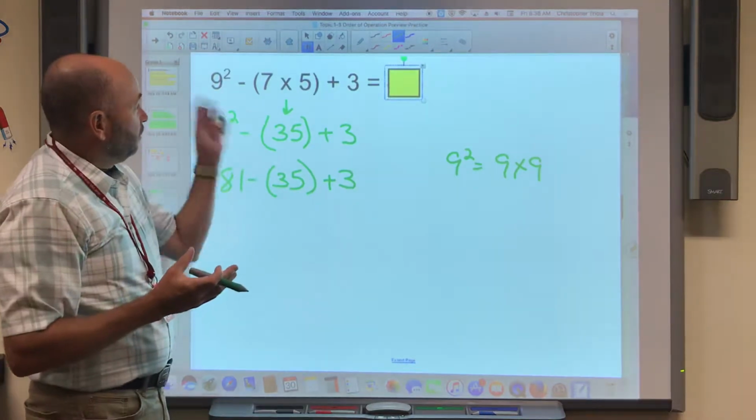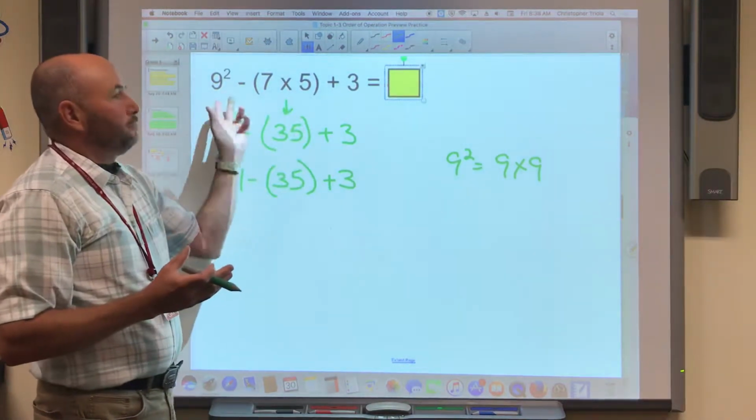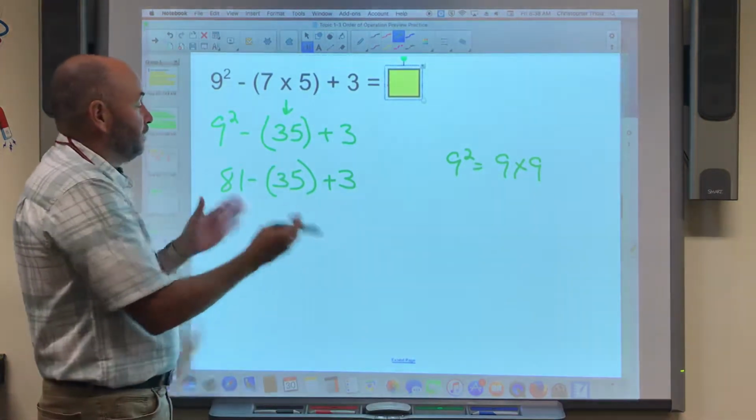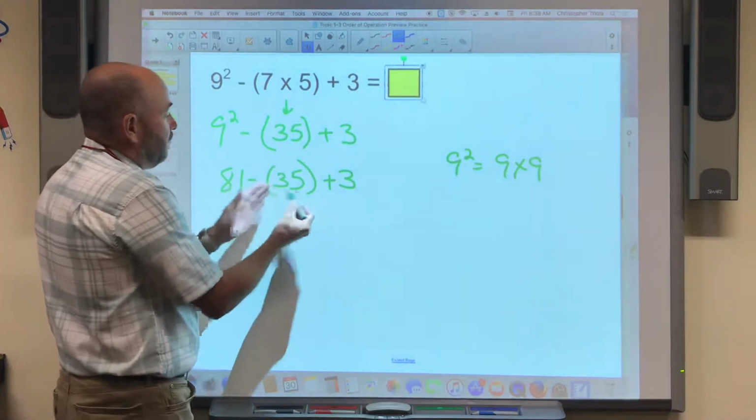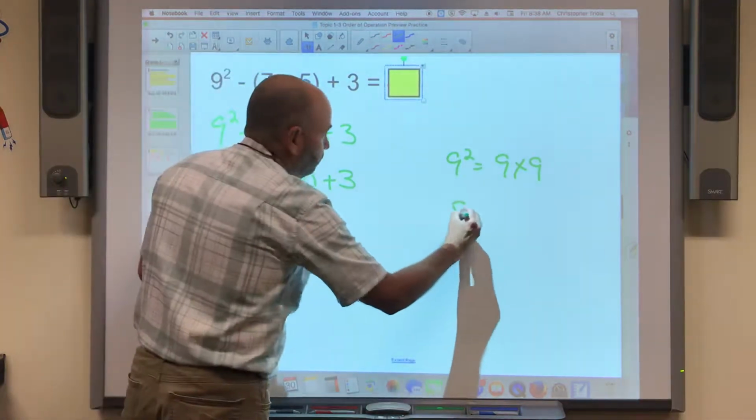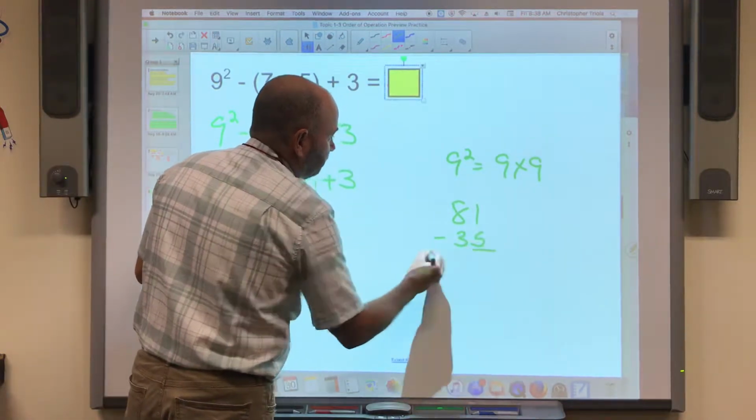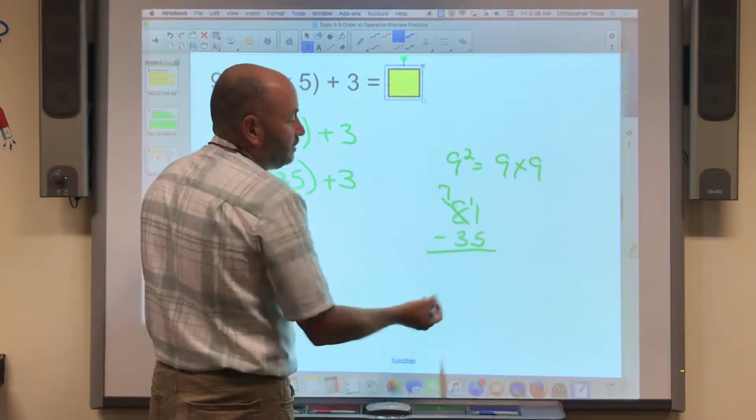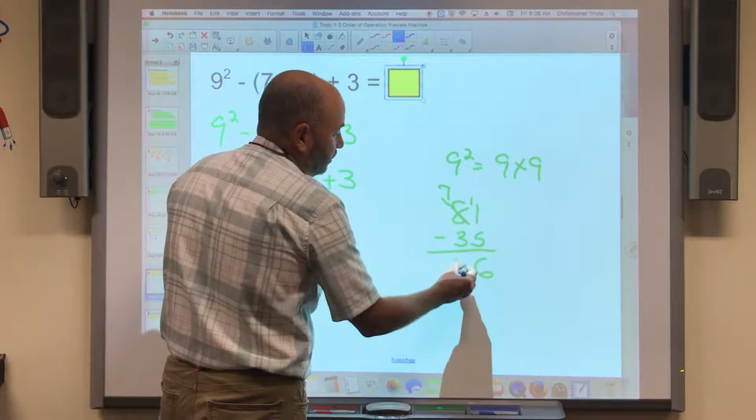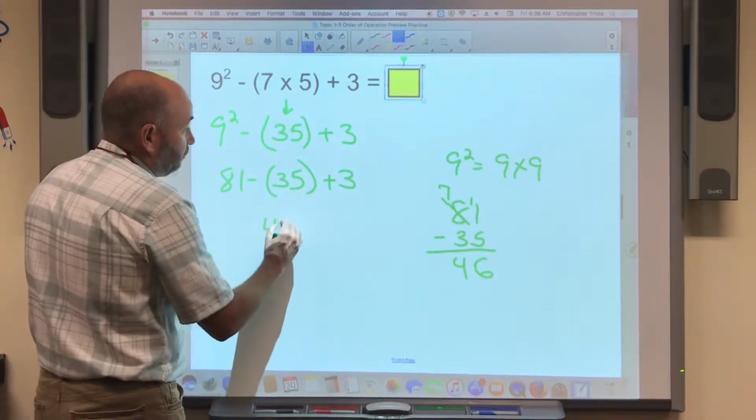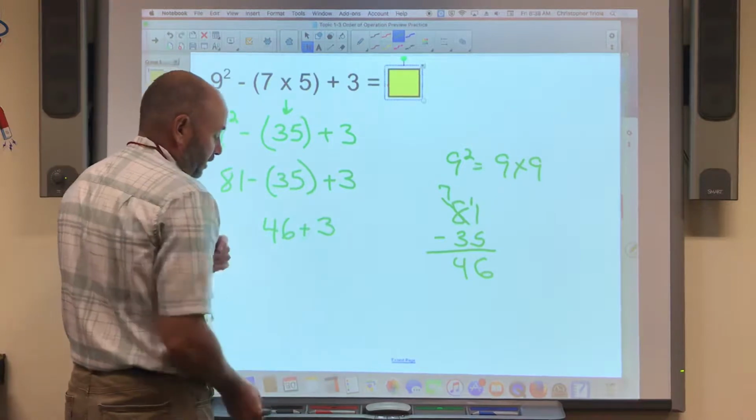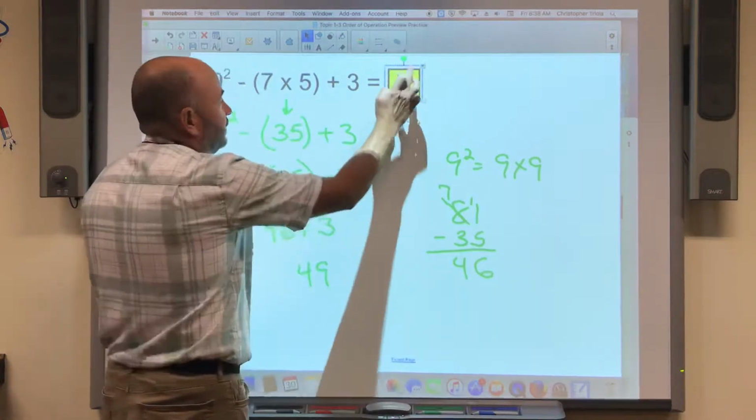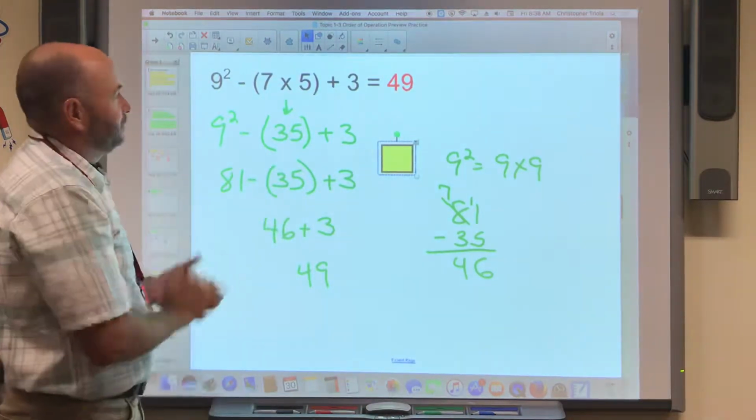Next step, we look for multiplication or division. And we don't have any of that, so now we can do subtraction or addition from left to right. Well, we have the 81 minus 35, so we can do 81 minus 35. Notice how I'm using scratch paper. Borrow from the 8, regroup the 10s into the 1s. 11 take away 5 is 6, 7 take away 3 is 46. So now we're down to 46 plus 3. And our answer then is 49. The answer is 49.